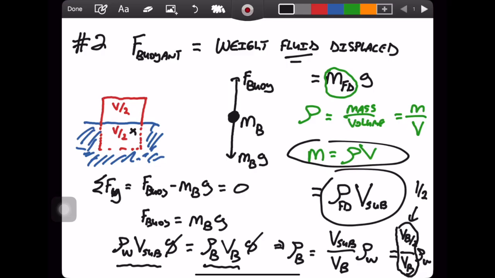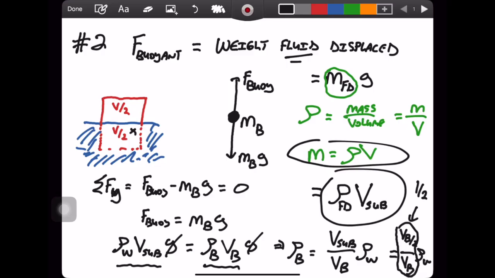And so similarly, we can say that the weight of the object, which the buoyant force is balancing, we can rewrite that as, if weight is mg, well, we can rewrite m as the density times the volume. So that's the density of the block times the volume of the block. We found the g's canceled. And since we have half of the block submerged, the ratio of half of the block's volume to the block's volume, we find that the density of the block, which is half submerged, has half the density of water.